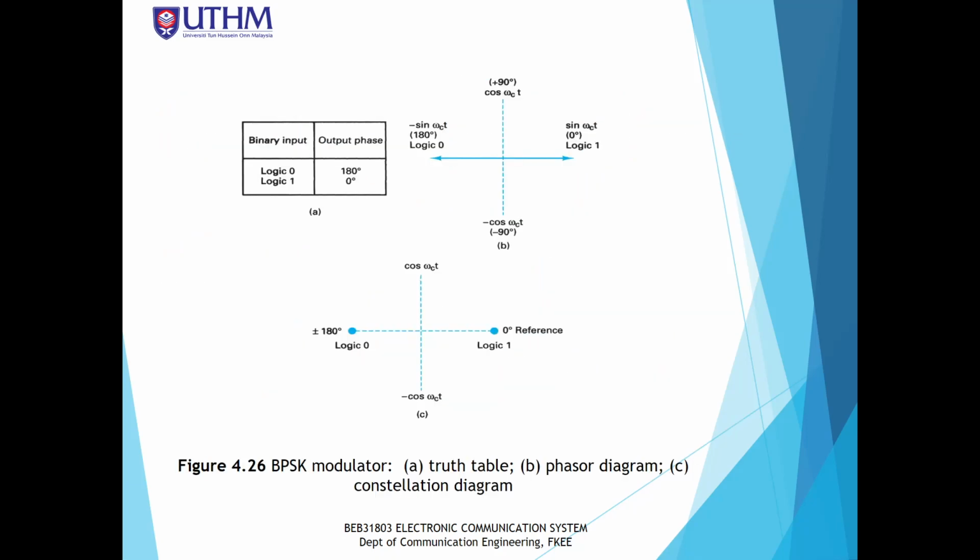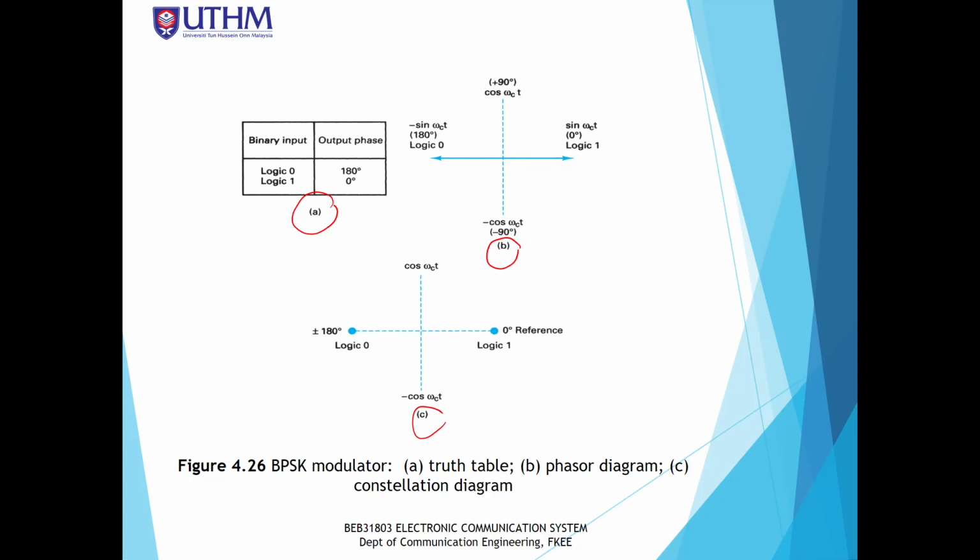Okay, and besides that, this is for what we call the truth table. A is a truth table, B is a phasor diagram, C is the constellation diagram.